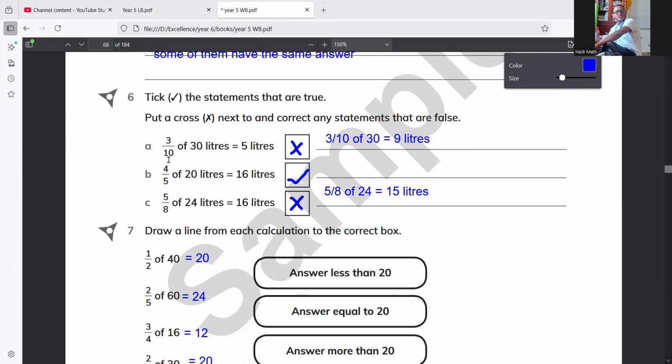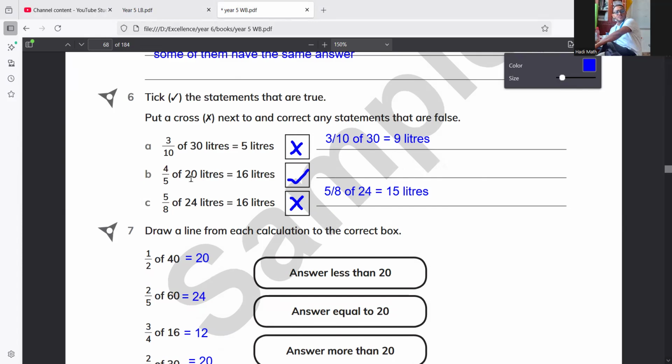Like question A, you say 3 over 10 of 30 liters is equal to 5 liters. Let's first find it. 30 divided by 10 is equal to 3, and 3 multiplied by 3 is equal to 9, and that is not equal to 5. So this is wrong. We say 3 over 10 of 30 is equal to 9 liters, because 30 divided by 10 is equal to 3, and 3 multiplied by 3 is equal to 9.